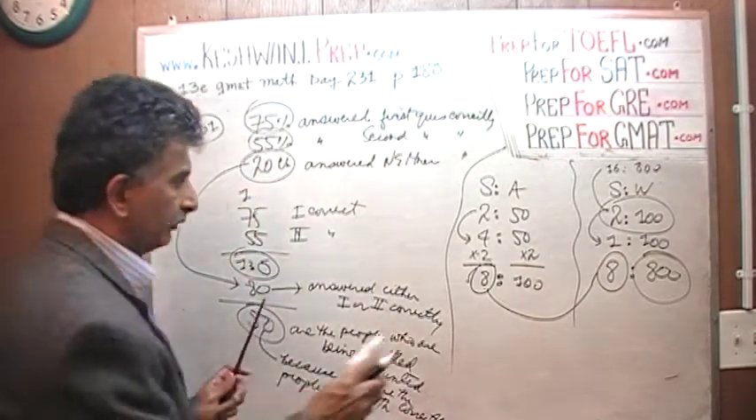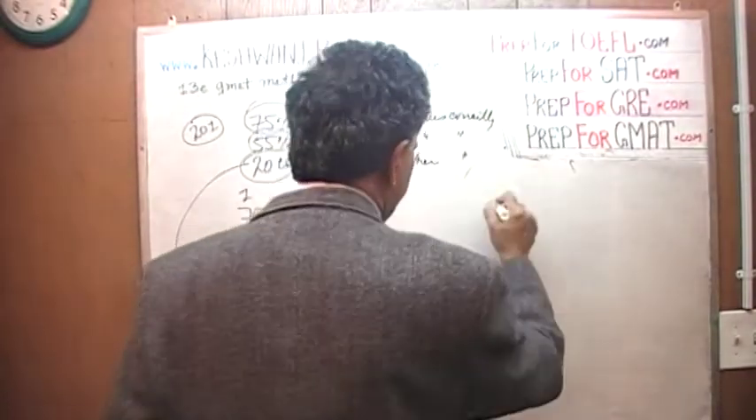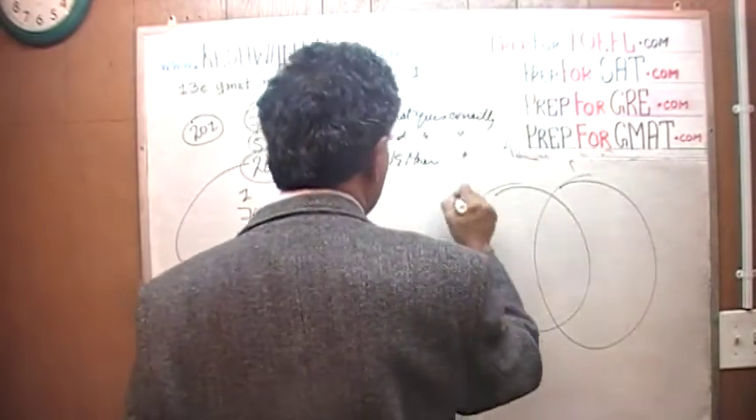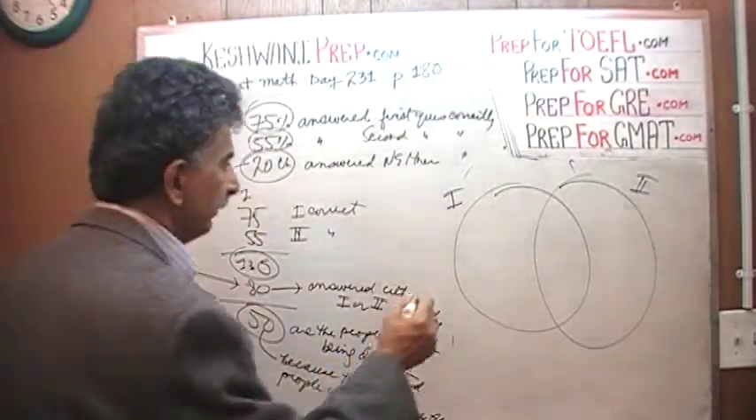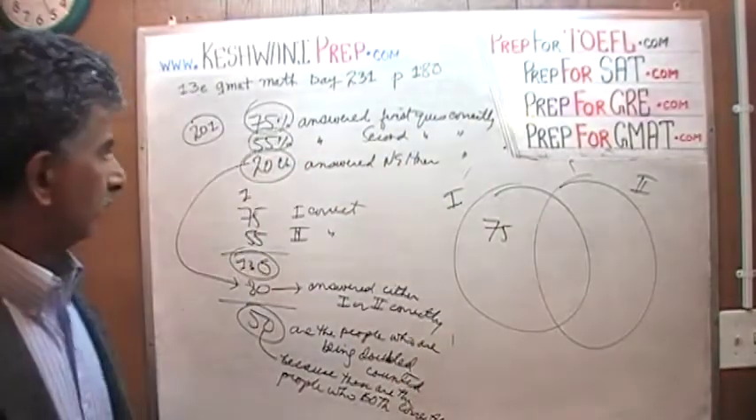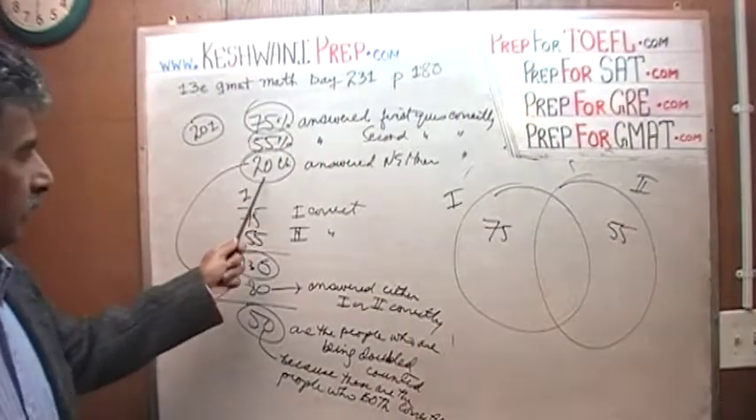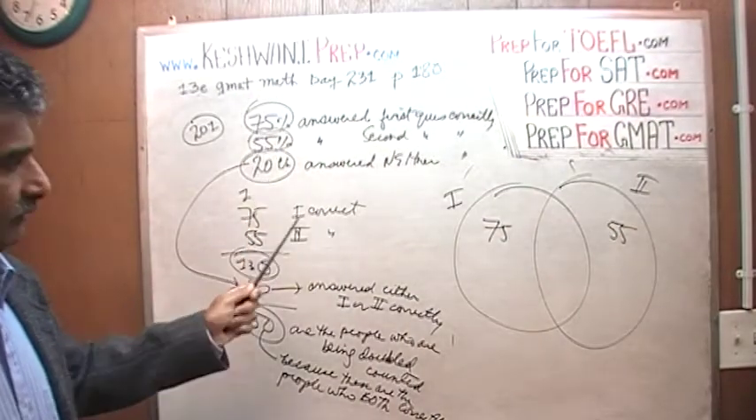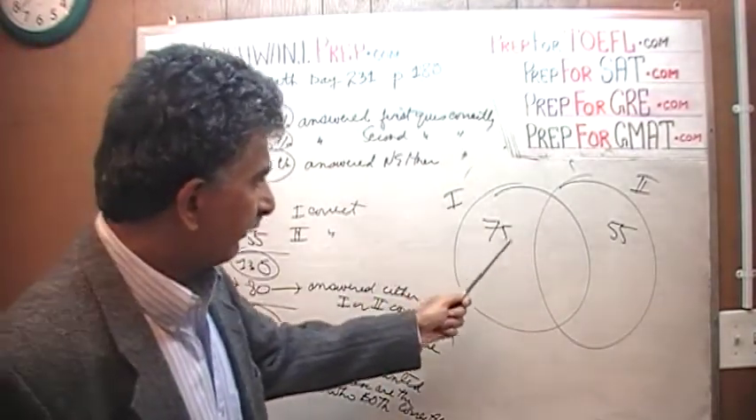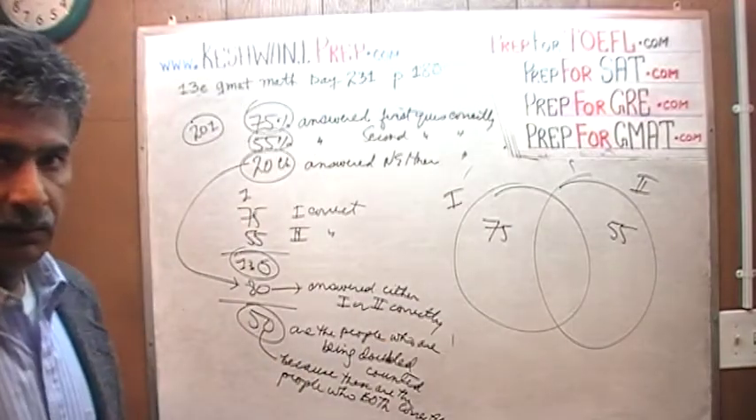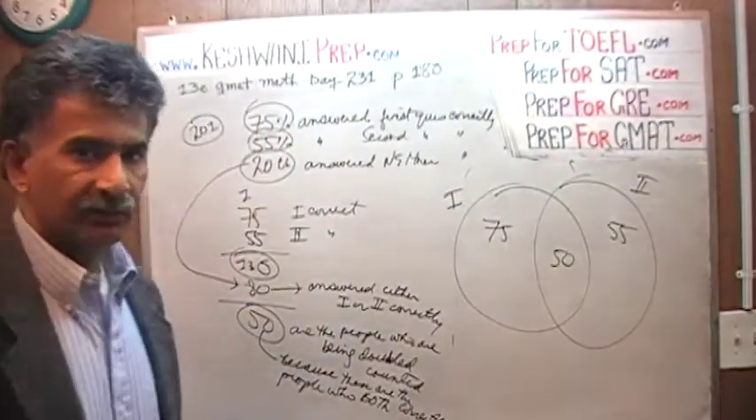And in the Venn diagram, we'll show it like this. Here is our question number 1, here is our question number 2. To start out with, we are told that 75 people answered number 1 correctly. We are told that 55 people answered number 2 correctly. And we are also told that 20 people did not answer either of them, which means 80 people answered either 1 or 2 correctly. But when we add them up, 75 and 55 adds up to 130. There's the difference of 50.